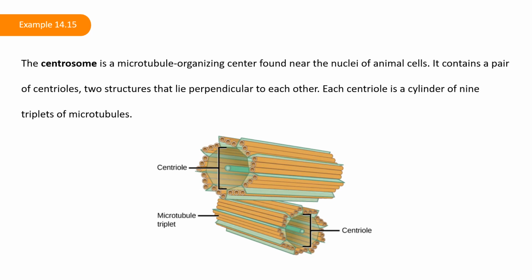The centrosome is a microtubule organizing center found near the nuclei of animal cells. It contains a pair of centrioles, two structures that lie perpendicular to each other. Each centriole is a cylinder of 9 triplets of microtubules. The centrosome, the organelle where all microtubules originate, replicates itself before a cell divides, and the centrioles appear to have some role in pulling the duplicated chromosomes to opposite ends of the dividing cell. However, the centriole's exact function in cell division isn't clear, because cells that have had the centrosome removed can still divide, and plant cells, which lack centrosomes, are capable of cell division.